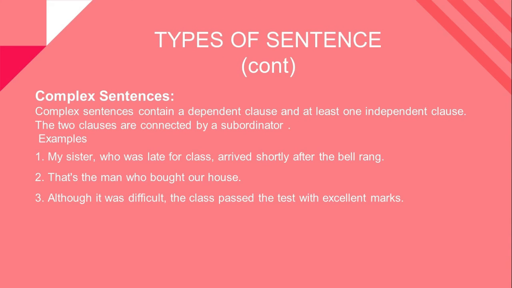Complex sentences. Complex sentences contain a dependent clause and at least one independent clause. The two clauses are connected by a subordinator. Examples: my sister, who was late for class, arrived shortly after the bell rang. That is the man who bought our house. Although it was difficult, the class passed the test with excellent marks.